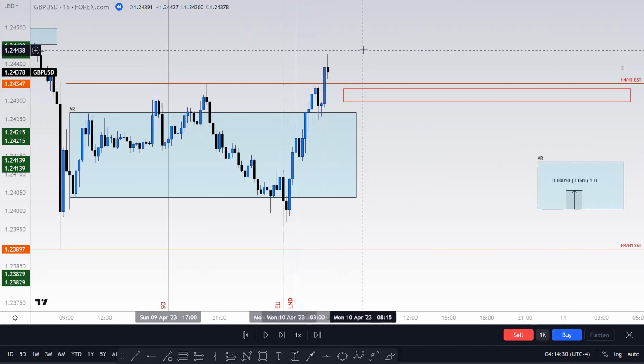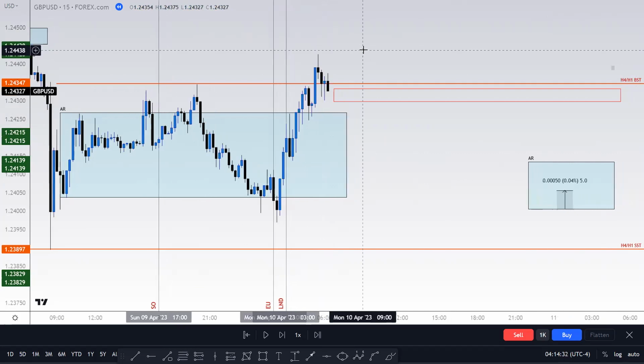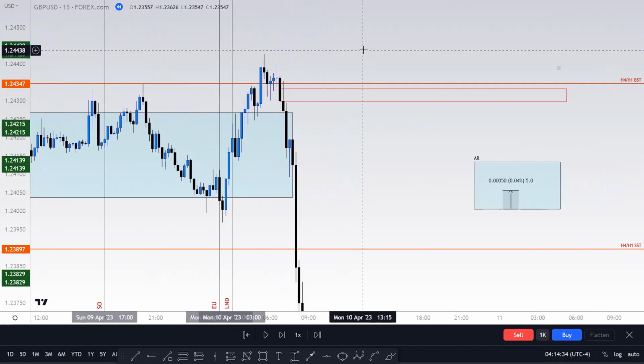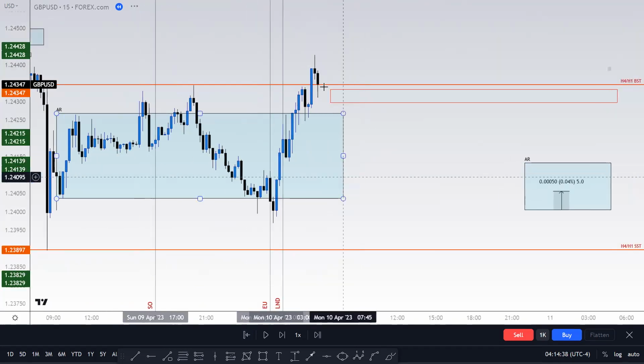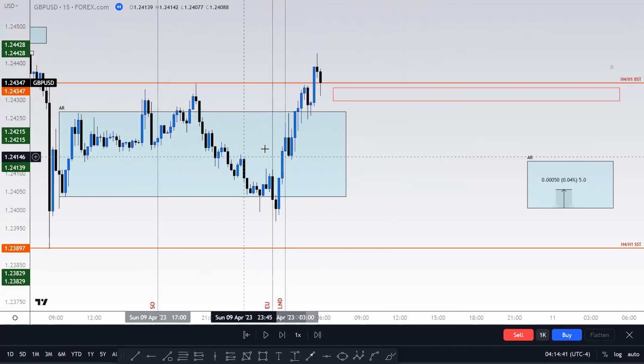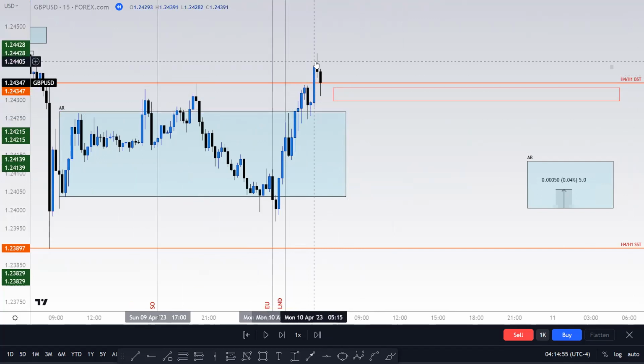So at this point, what is the valid setup? The valid setup is a short, right? Sorry, that was a bit too fast. So the valid setup is a short because price had already given us a BRR, taking out the recent high into the H1 buy side target, right? So this is what I mean by timing. Within a London Open, the timing of price breaking, retesting the order block, and then trading above the H1 buy side target is what defines this to be a valid sell opportunity.